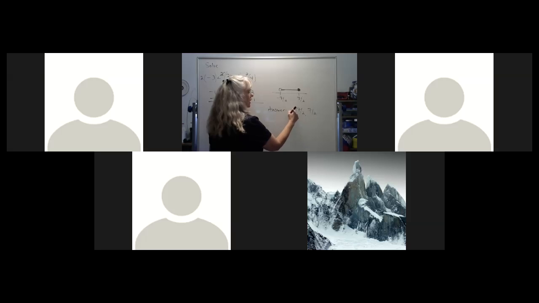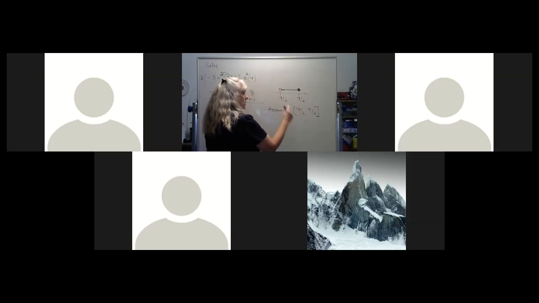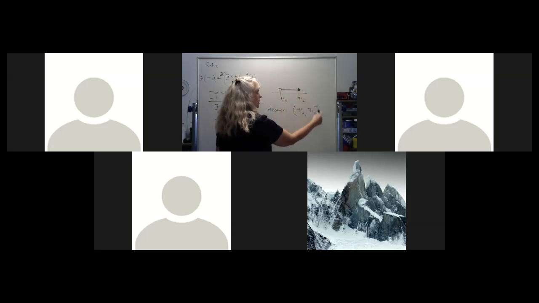Negative 7/2, parenthesis or bracket? Parentheses. Good. Now the positive 7/2, bracket? Oh, parentheses. So because of the open circle, we use a parenthesis. Because of the closed circle, we use a bracket. Yep. There's your answer. Good.